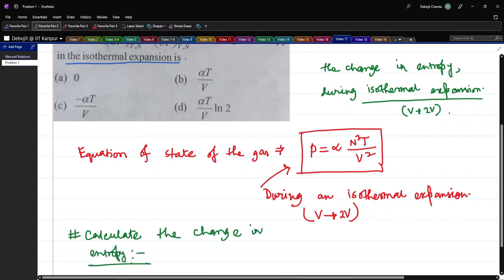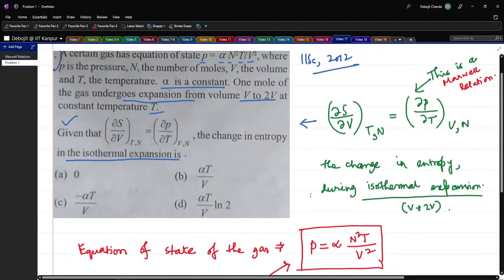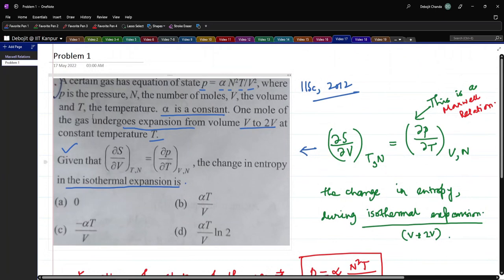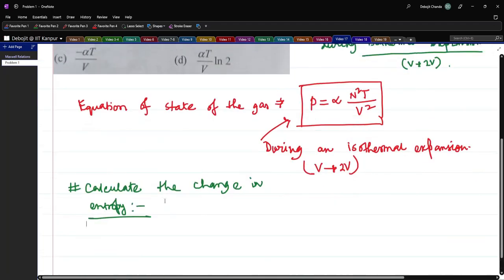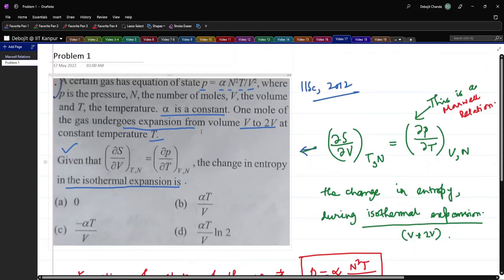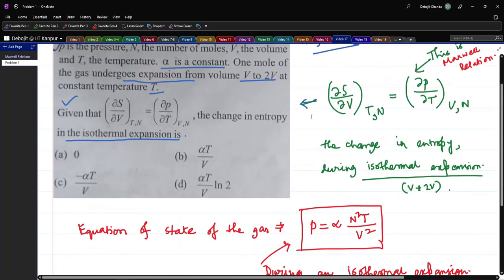change in entropy. Now for isothermal expansion, we have calculated the work done, the heat exchanged, those kind of things, but we have never calculated the change in entropy. So we are going to look into that, and we see that using Maxwell relation is very helpful for calculating this kind of thermodynamic quantities for an isothermal expansion or any other things. We'll see that Maxwell relations are very helpful if you are trying to calculate entropy, volume, temperature, pressure. Okay, so first, this is the Maxwell relation given here.